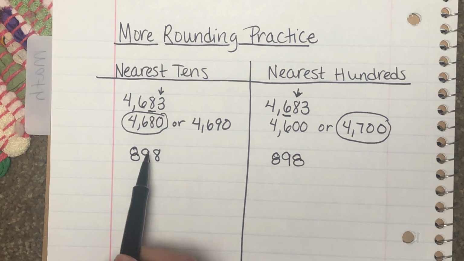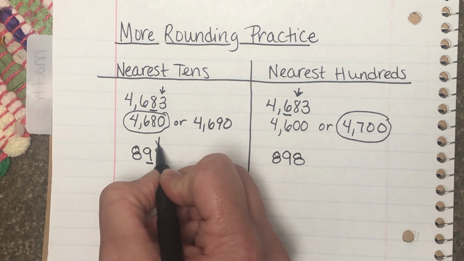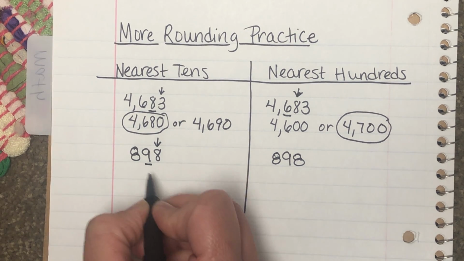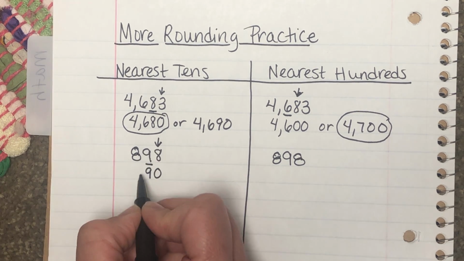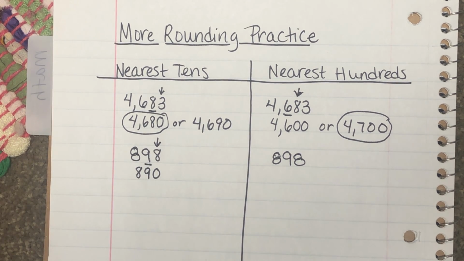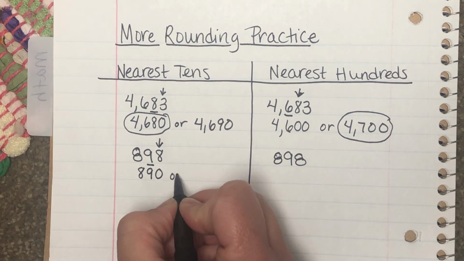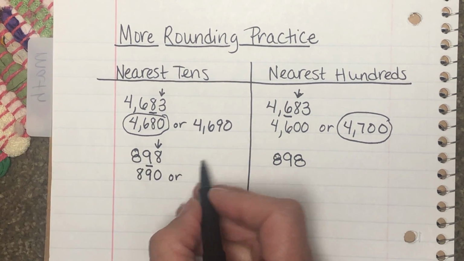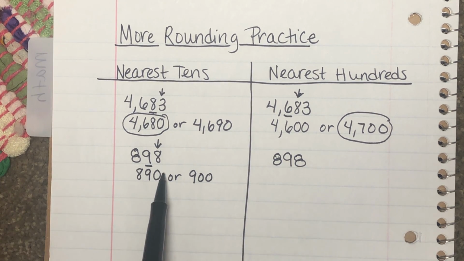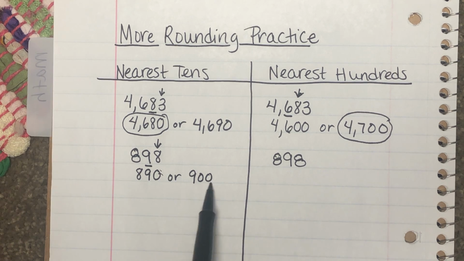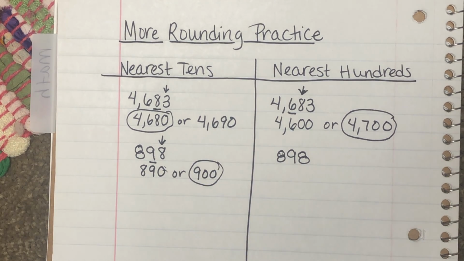898. All right, when I'm rounding it to the nearest tens, I'm going to underline that tens place, point to the digit that's to the right. I'm going to copy the value of that underlined digit and then make sure that I remember to write everything that came before it. My next set of tens, if I were counting by tens, I would go up to 900. So is 898 closer to 890, or is it closer to 900? Well, based on my rule, it's closer to 900.